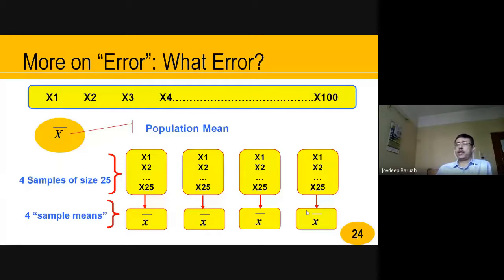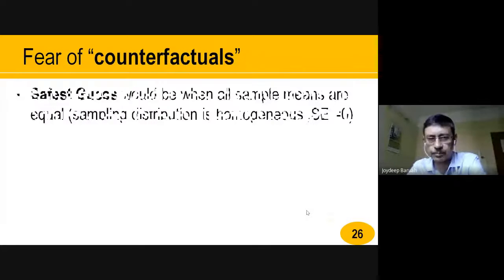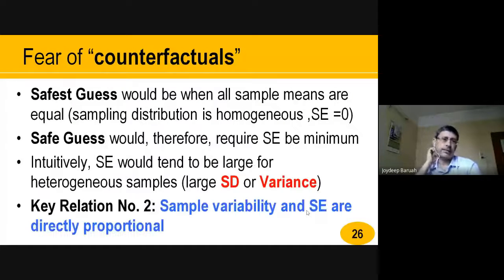And if you have a huge standard error, then you have a problem in generalization, because if you say something, then another sample will give different results, so your results are not going to be exactly the same as what is there in the population. So there is a problem, and then we have the relation. The idea is that the safest guess will be when all samples are the same, and then the sample results are the same, so the standard error is equal to 0. So ideally the safest guess will be when the sampling standard error is equal to 0.